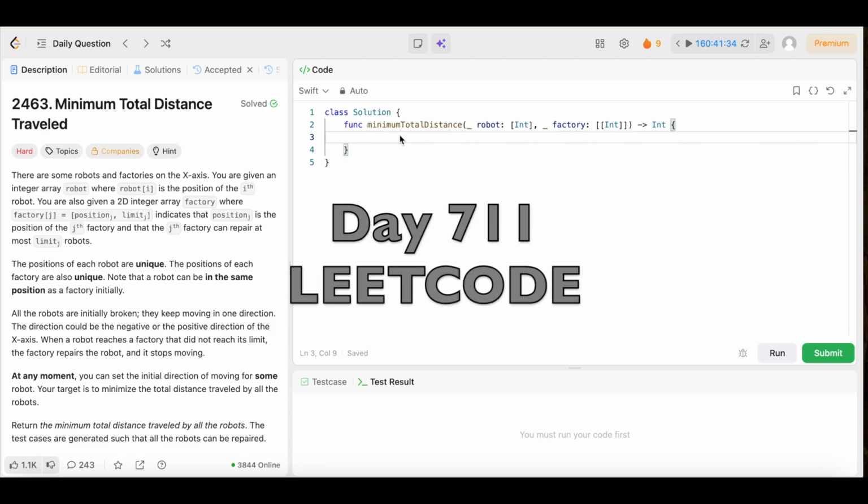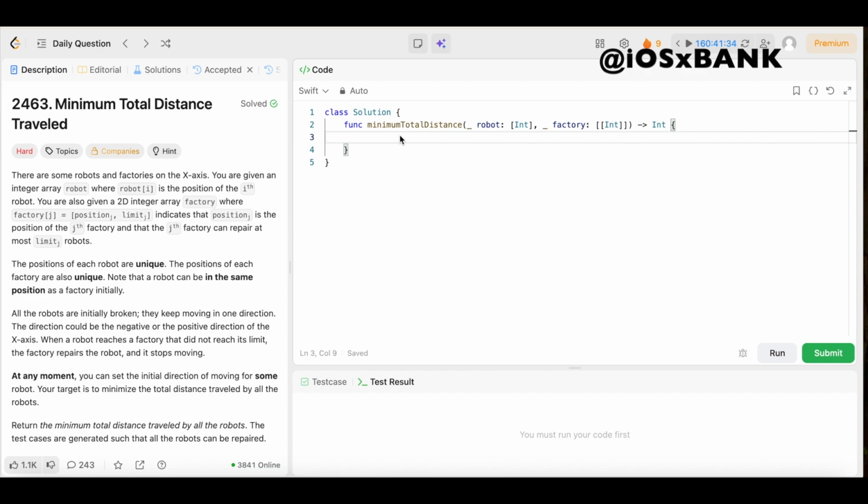Day 711 of doing a LeetCode problem every day until I get a job. All right, y'all, we're back again, another day, another LeetCode problem where we're doing daily LeetCode problems.